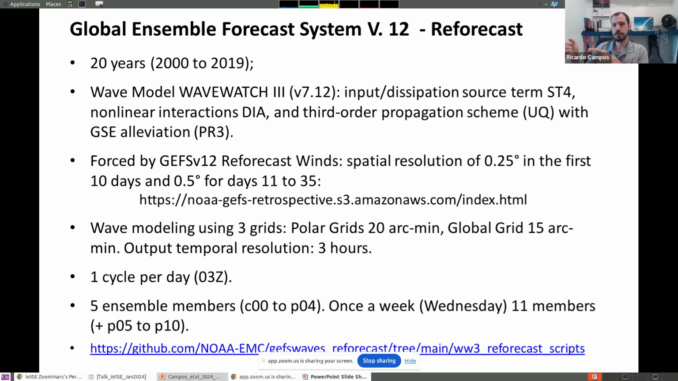The operational system works with 4 cycles per day, and the reforecast, because of computational cost, runs 1 cycle per day. And the operational system has 30 members plus the control member. For the reforecast, we run 5 members, and once a week it extends to 11 members.